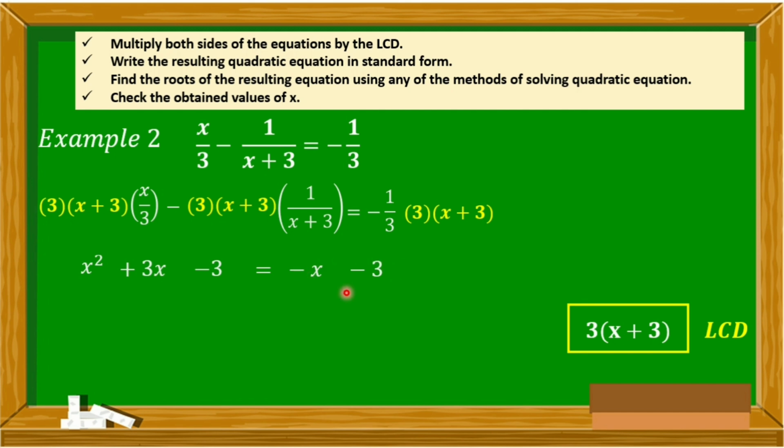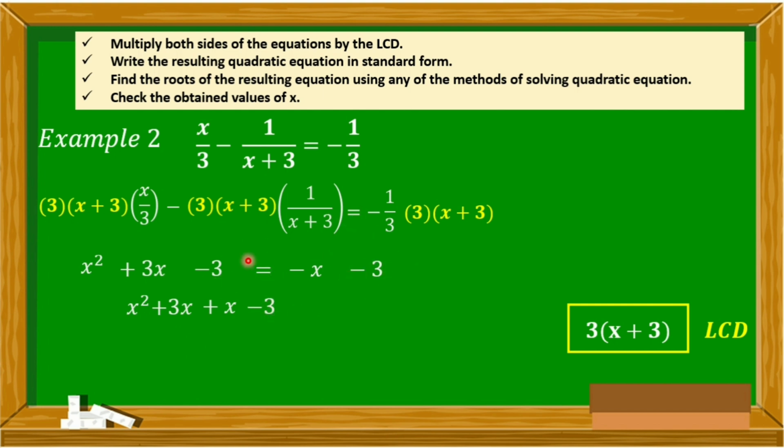Kailangan mag-equal to 0 yung nandito sa right side. So kailangan natin ilipat yung negative x tsaka negative 3 dito sa left side ng equation. So ganitong gagawin natin. Bring down natin yung x squared at saka yung 3x. Copy lang yan. Then, this one, lipat lang natin dito sa left side. Magiging positive x. Then, yung isa, this one, bring down.